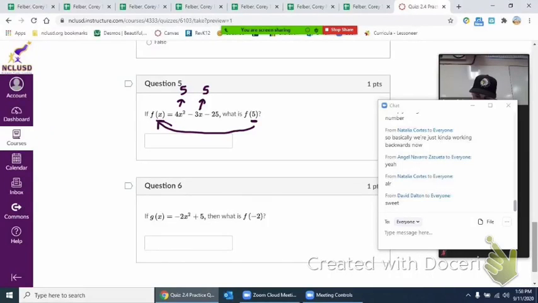Okay, so if you see f of 5, they're asking you what is f of 5. They basically want to know when you plug in 5, what comes out. So if I plug in 5 everywhere, it's going to look like this: 4 times 5 squared, minus 3 times 5, minus 25.